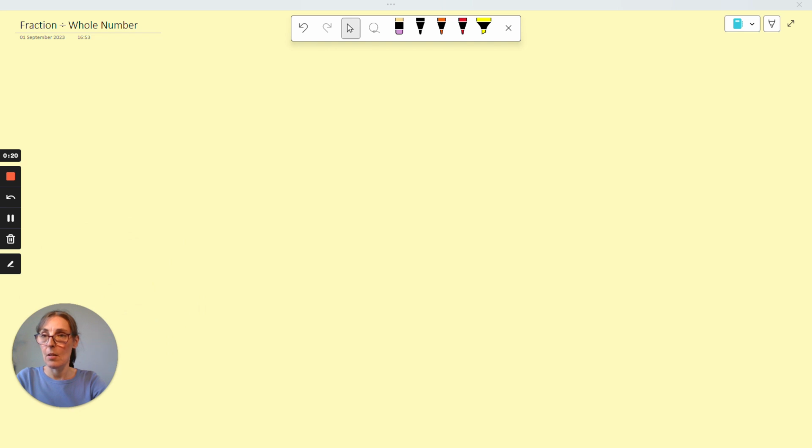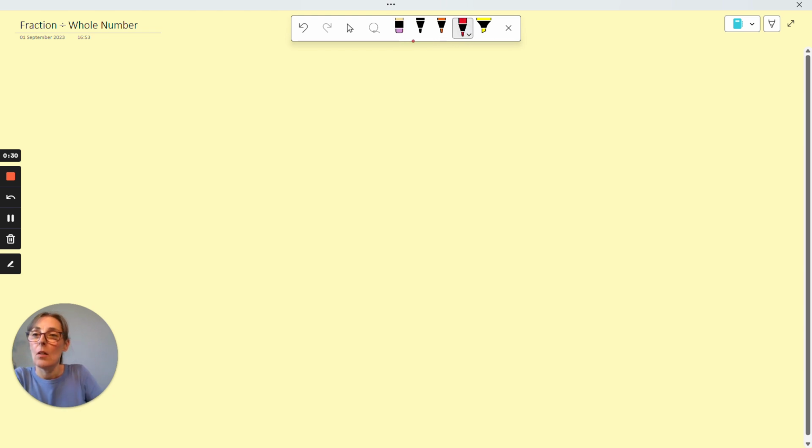All right, so let's make a start. So question one, a fraction divided by a whole number. Why am I colouring that in like that? I've no idea. 7/10 divided by 4.